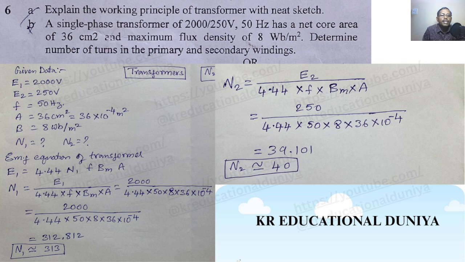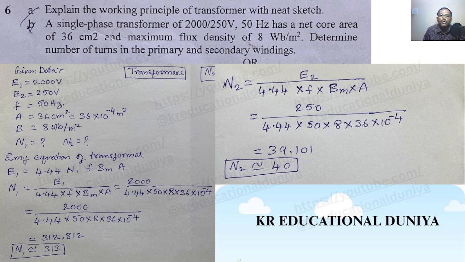312.812. Always N1 means number of turns in primary, number of turns. So 1 turn, 2 turns, it will be like that. So you should not write in decimals. So you have to take a round figure as 313. Okay, N1 is approximately equal to 313 turns.